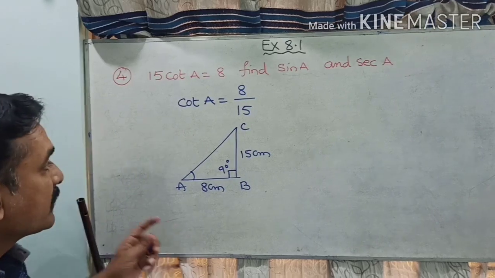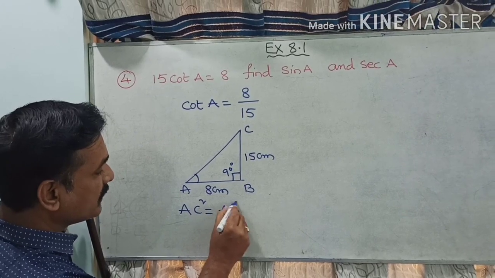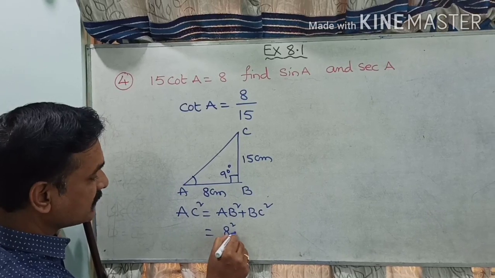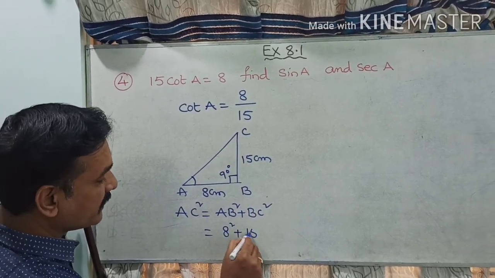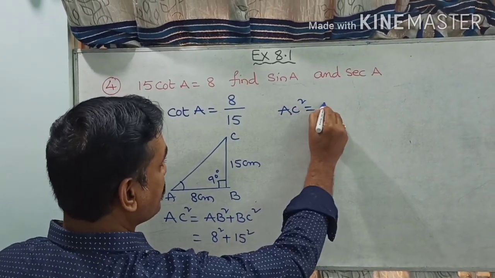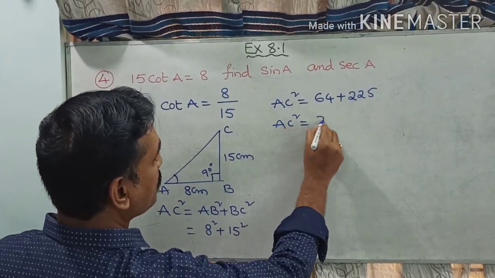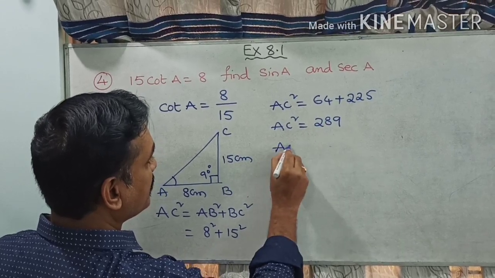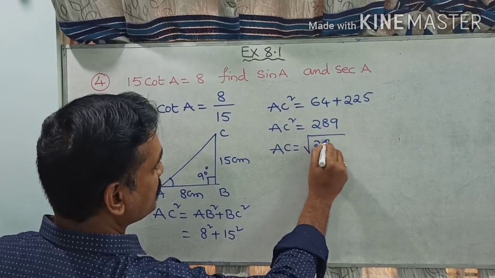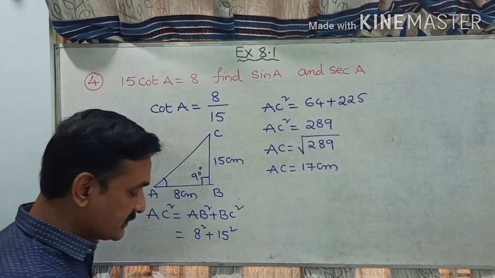As per the Pythagorean concept, we can write AC square equals AB square plus BC square. AB square is 8 square and BC square is 15 square. So AC square equals 64 plus 225, so AC square equals 289. Then AC equals, one side is square, the other side goes by square root, so square root of 289. Then AC equals 17 centimeters.